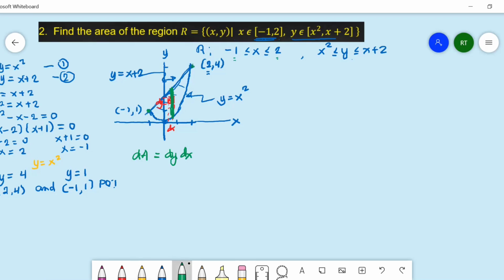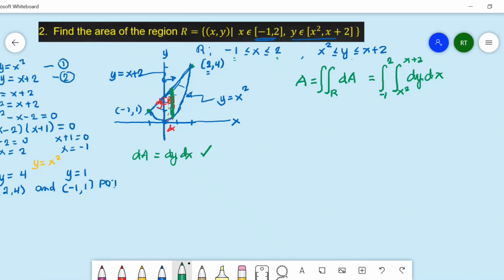Hence, if we solve for the area, of course, the area of the element is the differential of A, and if we evaluate the double integral over the region R, then the area is equal to the double integral of the differential of A. Take note that since it is vertically simple, the differential of A is dy dx, and y will go from x squared to x + 2, the given region, and x will go from -1 to +2.